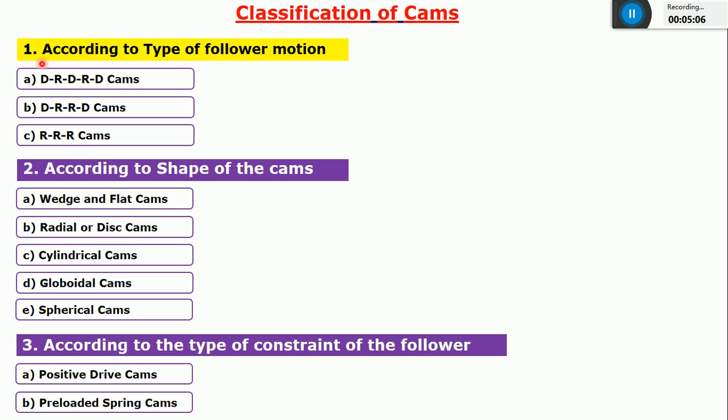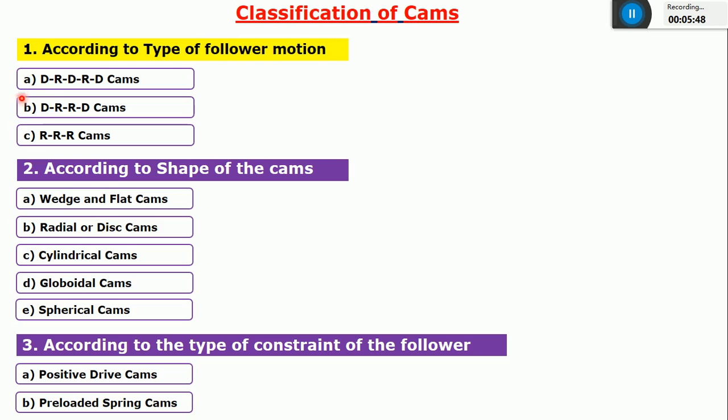The first criteria is according to the type of follower motion, so based on the kind of motion the follower has, we are going to classify into three types. First one is dwell, rise, dwell, return, and dwell. In shortcut, it is called a DRDR cam. The second one is dwell, rise, return, and again dwell. And the third one is rise, return, rise. I'll discuss what exactly the dwell time, rising time, and returning time are.